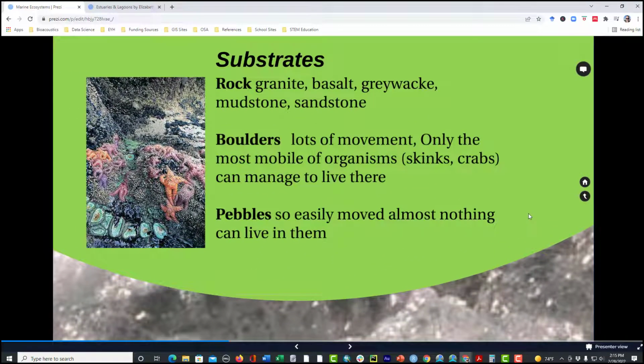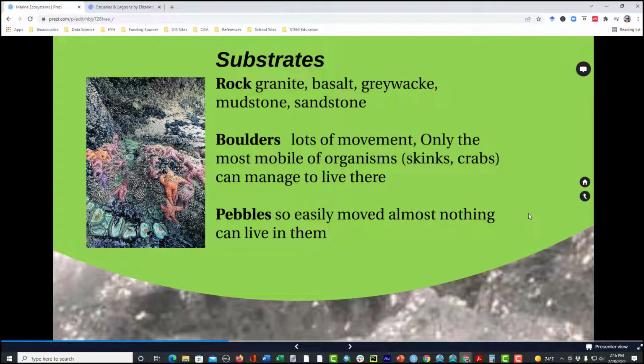The substrates, as I mentioned, can consist of rock, which is granite, basalt, and a couple other sandstones, things like that. Boulders: there are typically going to be mobile organisms that occur within those regions because of the fact that there's so much movement from those boulders over time. So things like crabs can manage to live there, but you won't find sea stars and barnacles and all that living in the boulders because they move too frequently, which means that their home would be moving, and that's not really conducive to a successful life for them.